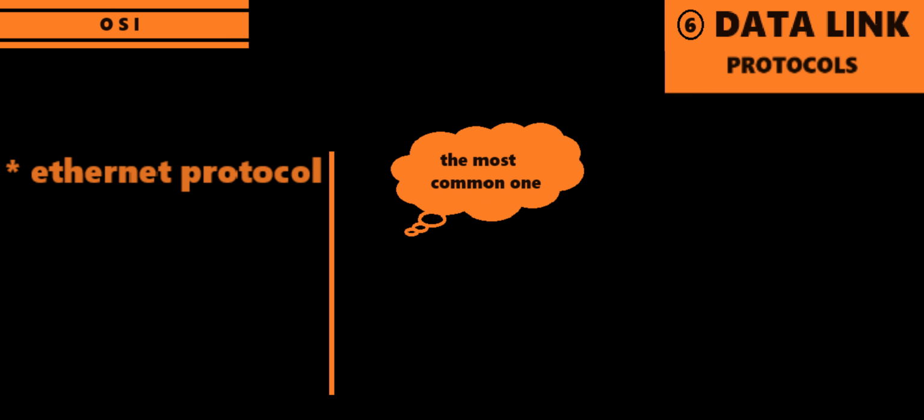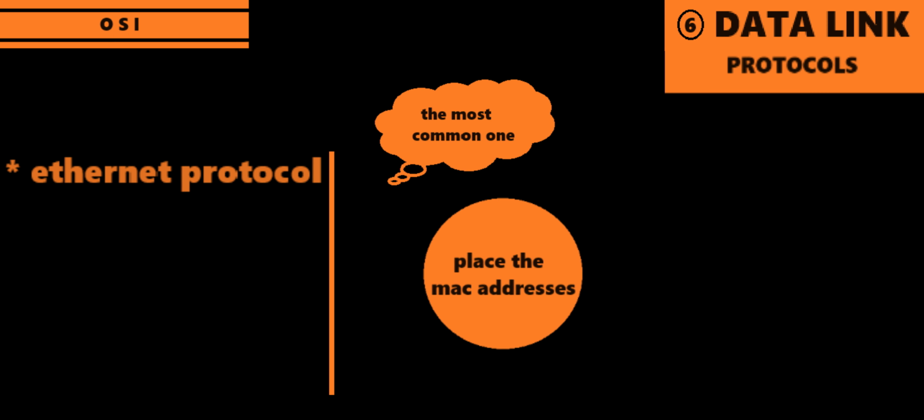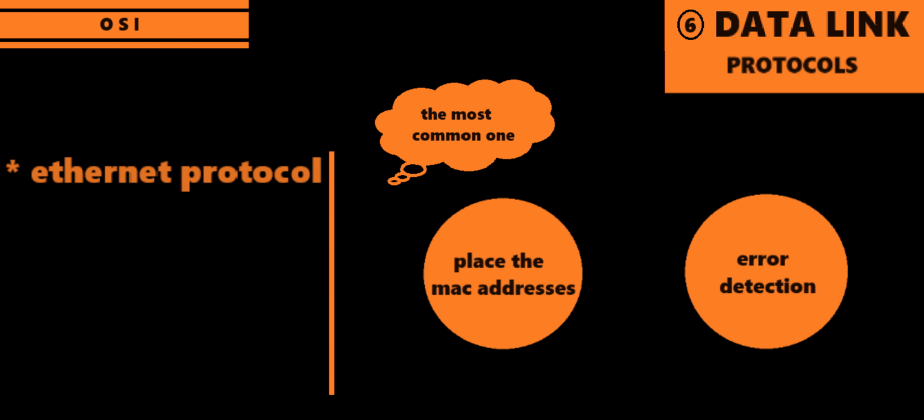Now let's discuss the protocols used in this layer. The Ethernet protocol, which is the most commonly used protocol in the data link layer. Its job is to add the MAC addresses to the message and also detect if there is an error in the message, as we mentioned previously.